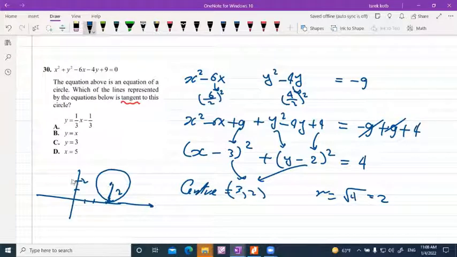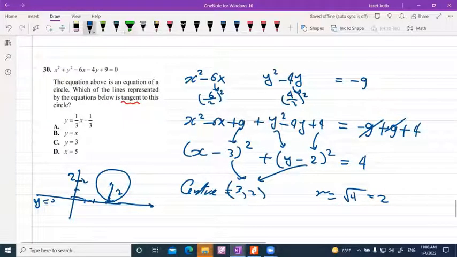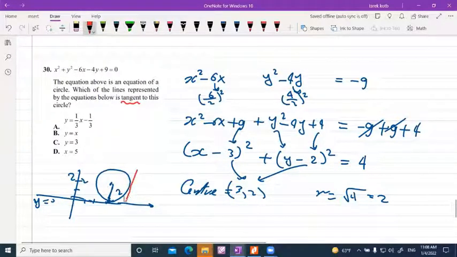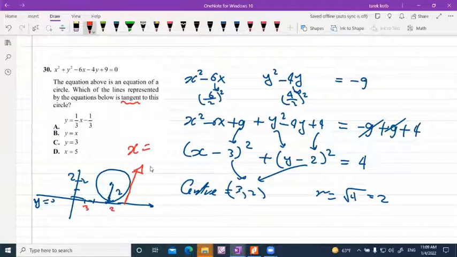Touching the x-axis. So the x-axis can be a tangent. What's the equation of the x-axis? It is y equals 0, but you don't have y equals 0 here. But this is also considered a tangent. Where is it? This line is a tangent. Look at this. Can you tell me the equation of this line? It is x equals something, which is 3 plus 2, so it will be x equals 5. Okay, thank you.